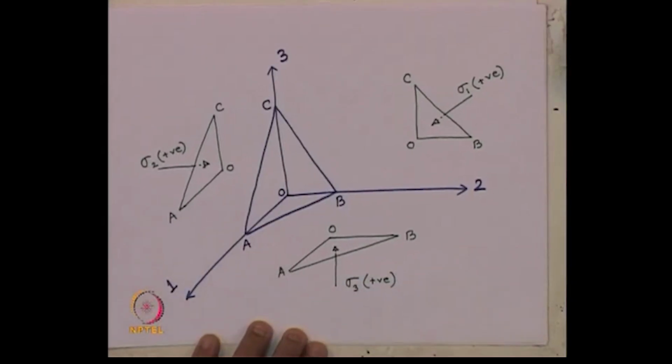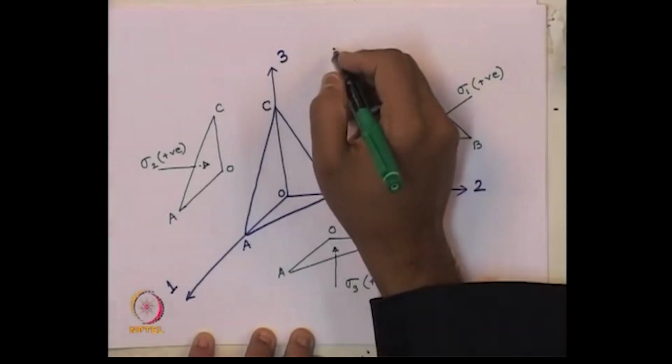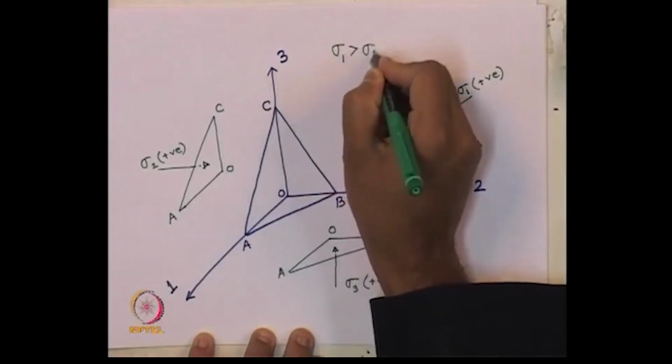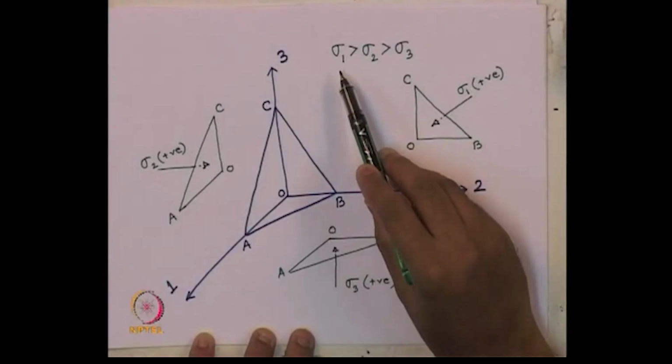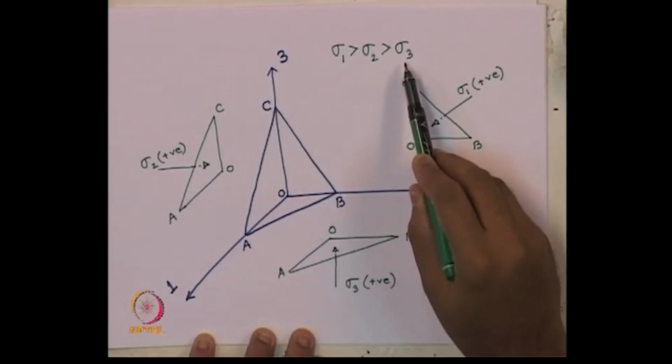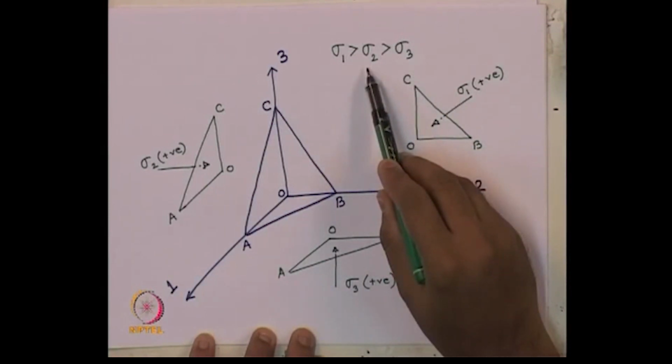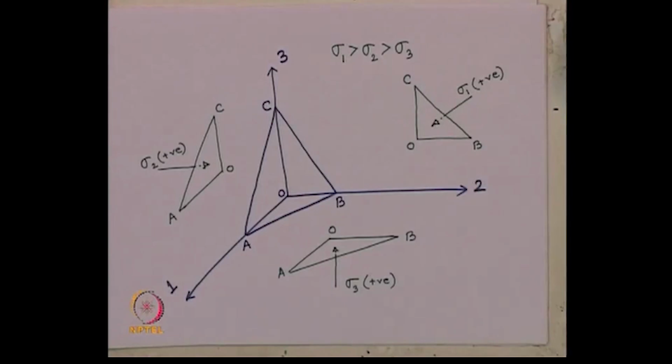So, these are the three principal stresses acting on the soil element, and let us say sigma 1 is greater than sigma 2 is greater than sigma 3. So, what do we call them? This is major principal stress sigma 1, sigma 3 the lowest one is minor principal stress, and sigma 2 is called intermediate principal stress.